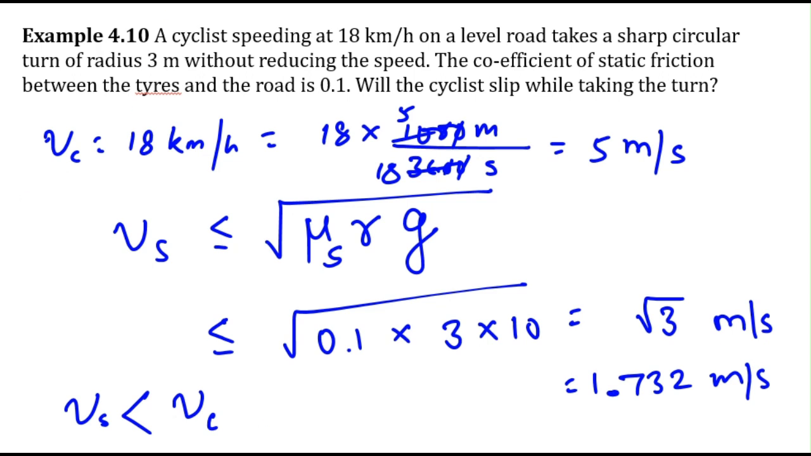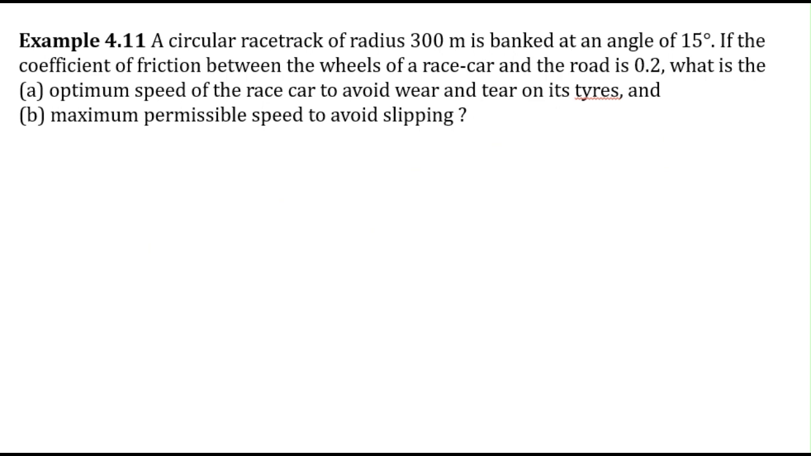Okay, moving to the next problem. A circular racetrack of radius 300 meter is banked at an angle of 15 degrees. If the coefficient of friction between the wheels of a race car and the road is 0.2, then we have to find the optimum speed of the race car to avoid wear and tear on its tires, and the maximum permissible speed to avoid slipping. We will start with the second one.